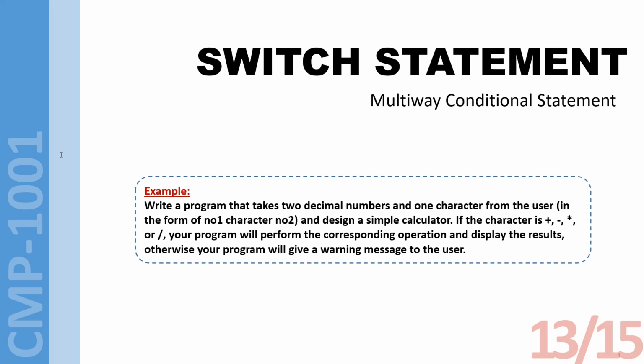What we are trying to achieve here is to design a simple calculator over the classical arithmetic operations: addition, subtraction, multiplication, and division. So if the character is any one of these 4, your program should perform the corresponding operation and display the results. Otherwise, the program should give a warning message to the user saying this is an illegal operation.